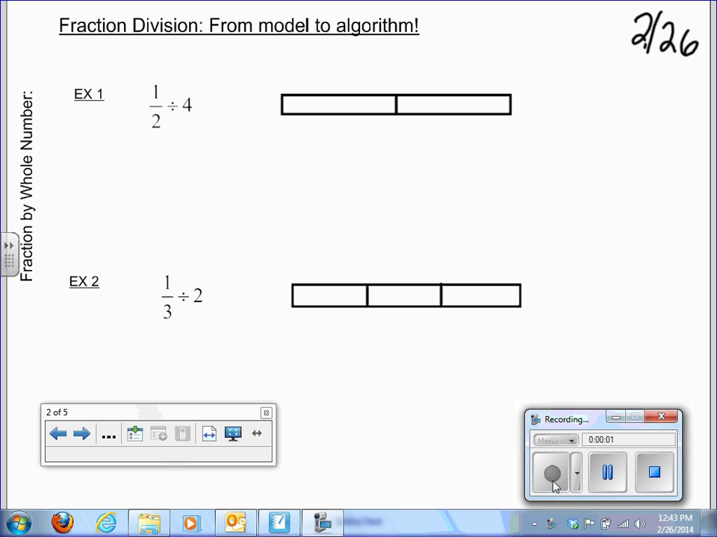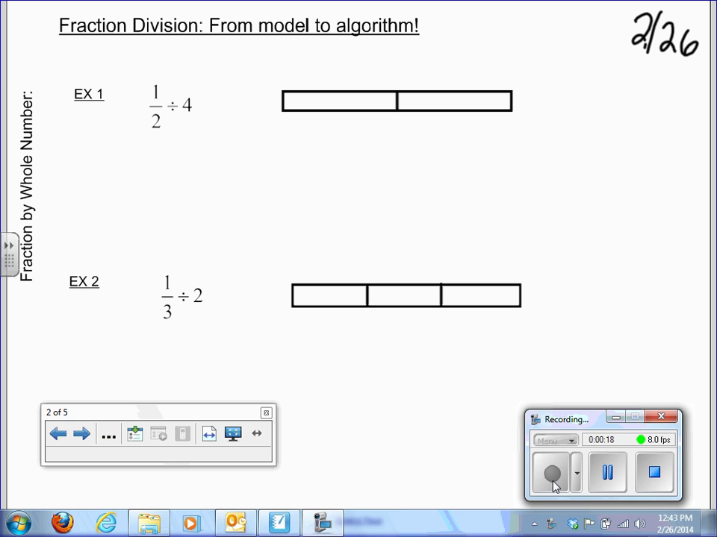What does it mean to take 1/2 and divide it by 4? Imagine this unit bar here is one whole unit. It's already divided in 1/2. What are we going to do to divide 1/2 by 4 in our model? Jana? Wouldn't you do 1/2 times 1/4?